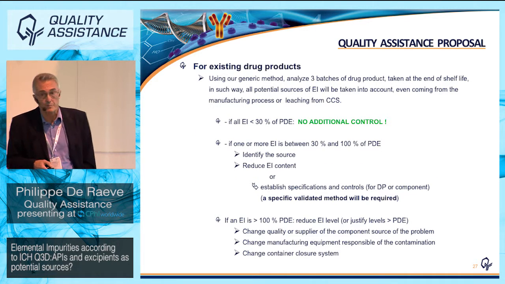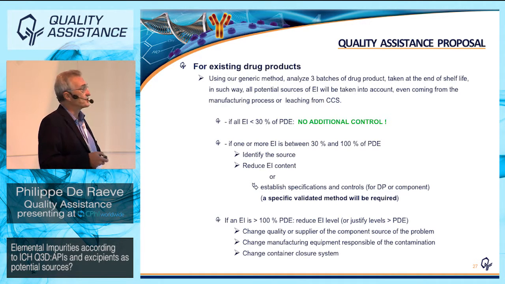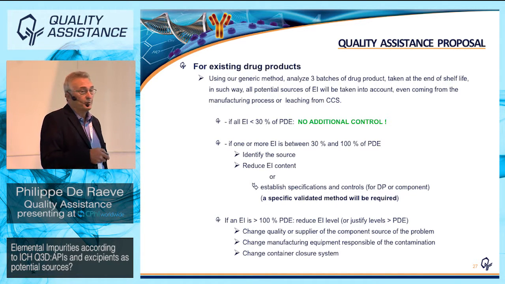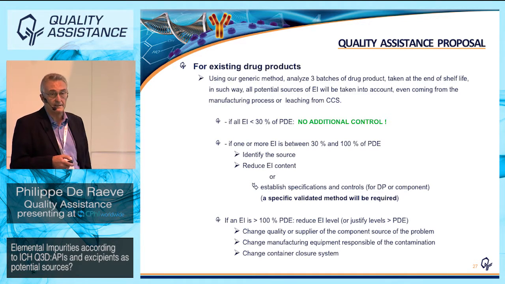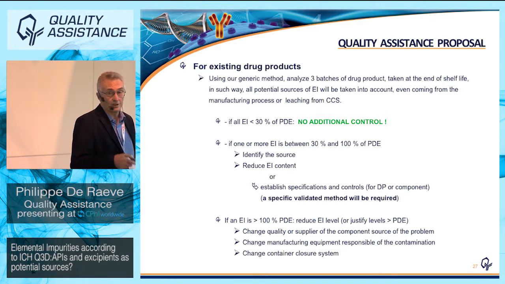For an existing drug product, once again, we suggest to analyze 3 batches taken at the end of shelf life for the same reasons. If you can demonstrate that all elemental impurities are below 30% of the PDE, then you are lucky. You are done. You don't need any additional control. You just have to document.